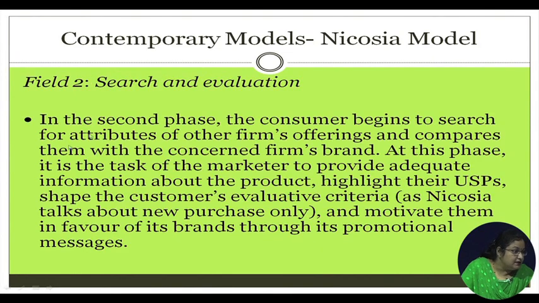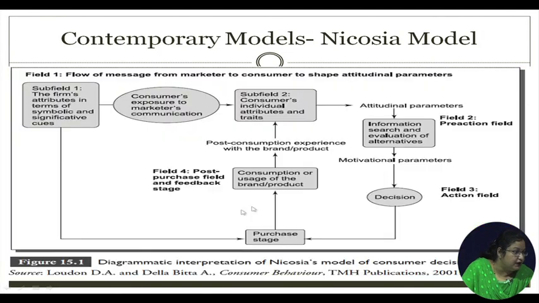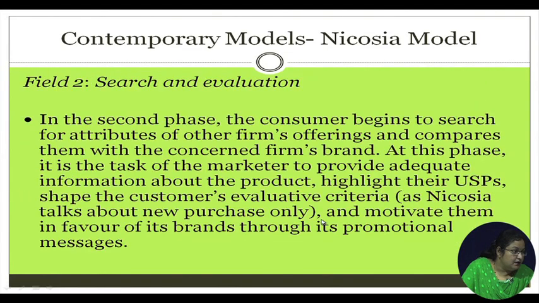Second is the search and evaluation field. This is field number 2 here, which you can see. This is the second phase. The consumer begins to search for attributes of other firms' offerings and compares them with the concerned firm's brand. At this phase, it is the task of the marketer to provide adequate information about the product, highlight its USPs, shape the customer's evaluative criteria and motivate them in favor of its brand through its promotional messages.